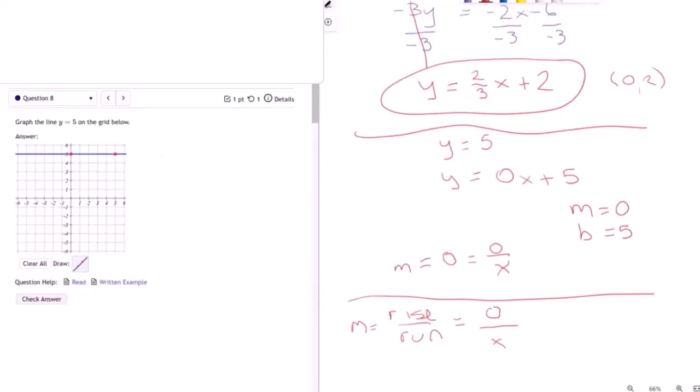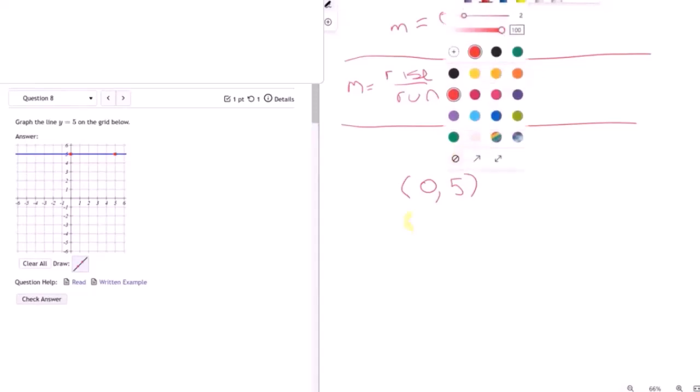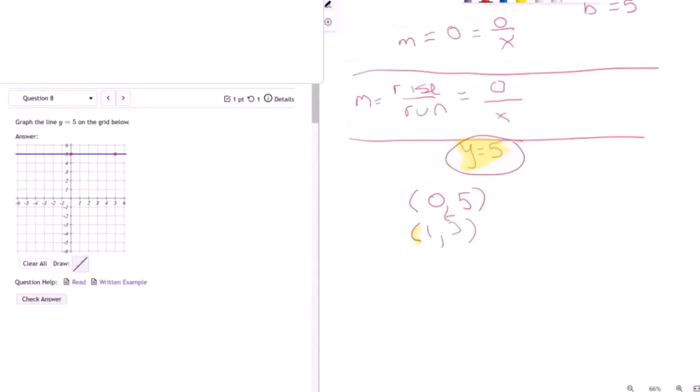Let's just look at our original equation, y equals 5. When x equals 0, what does y equal? 5. When x equals 1, what does y equal? 5. It doesn't seem to really matter what x equals. Y is always going to equal 5, isn't it? Okay.